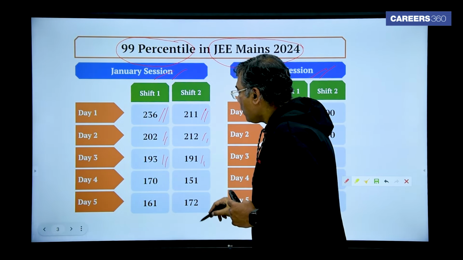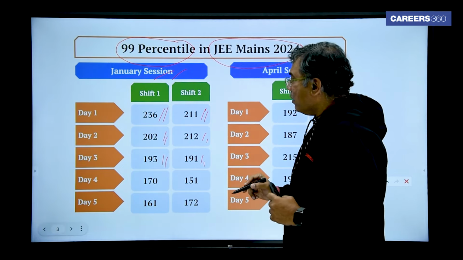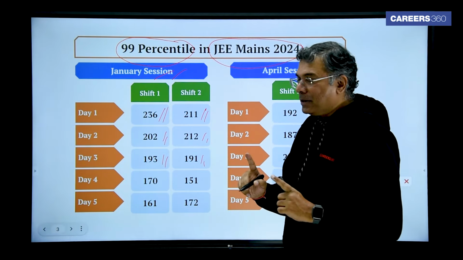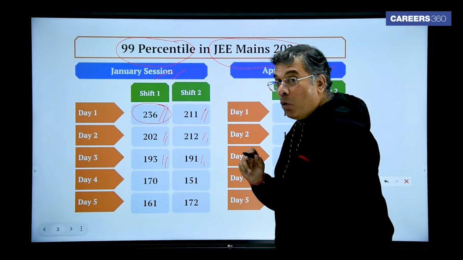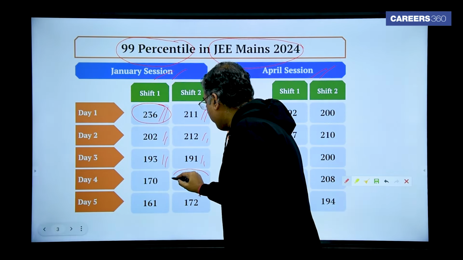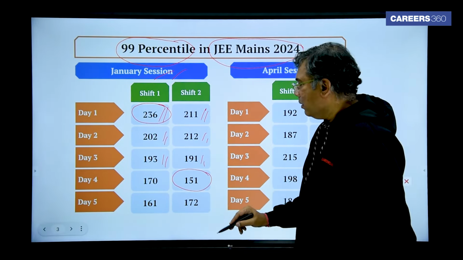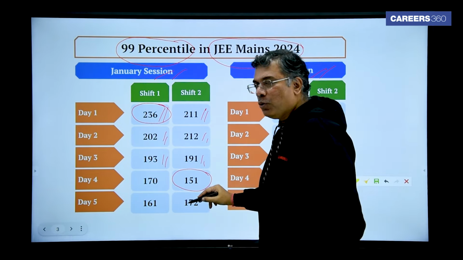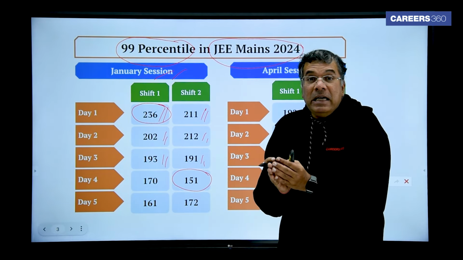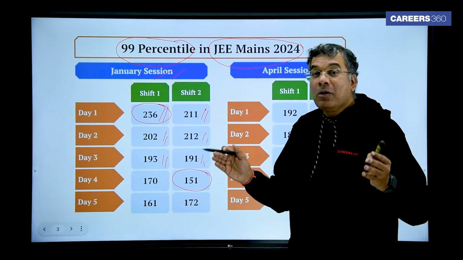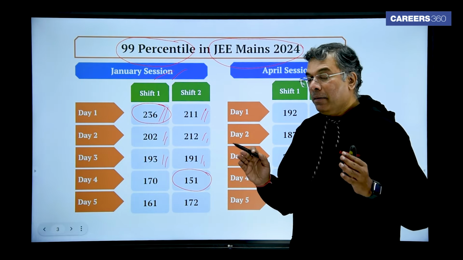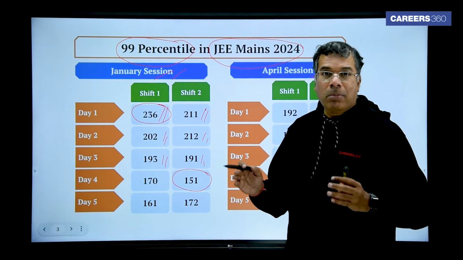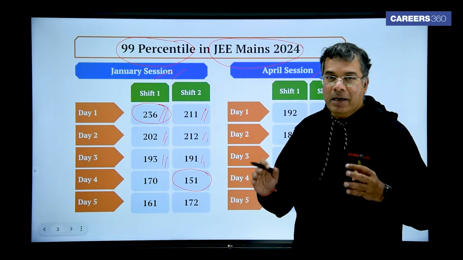183, 191. Now if you look at it, a student who got 99 percentile on day 1 shift 1 had 236, and the lowest went down to 151. This was on day 4, shift 2. So a variance of 85 marks and you still got the same percentile. This is what happened last time, and this was criticized a lot by experts, faculty, students, parents and everyone.